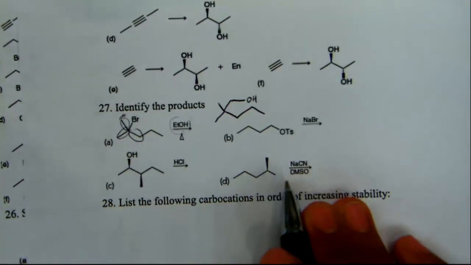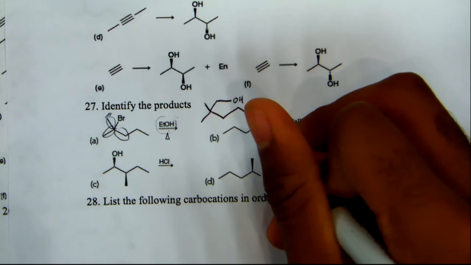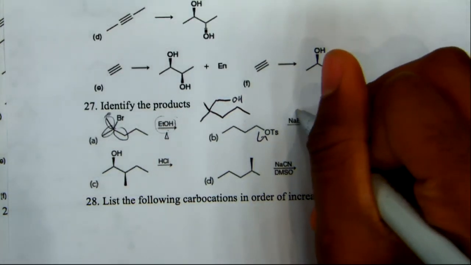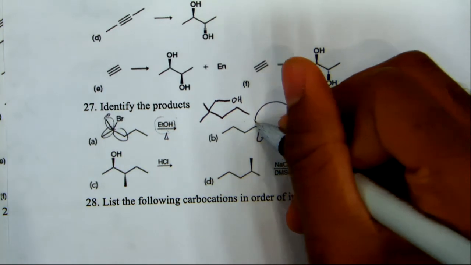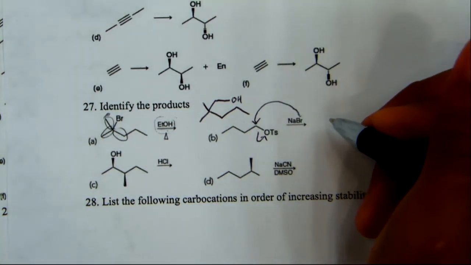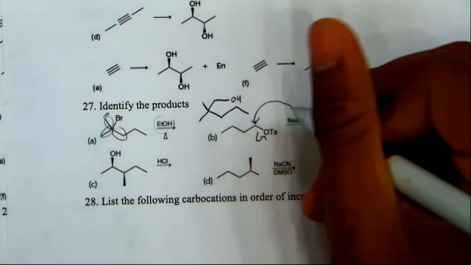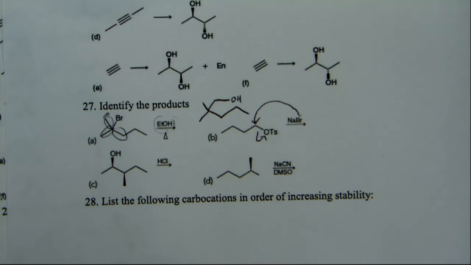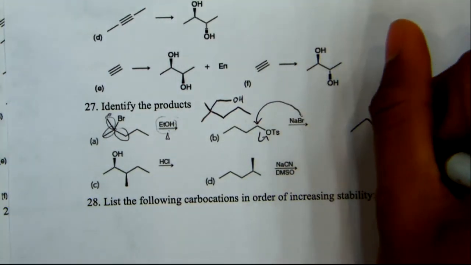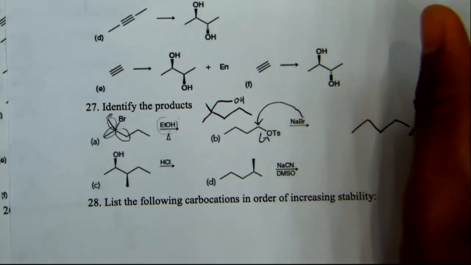For this next problem, OTs is just a really good leaving group, and Br is a strong nucleophile, so it's just going to attack here. It's in the primary position, so that means we can only have one thing. The primary position with a nucleophile, substitution, primary, means we need to do SN2. There's no stereochemistry here, so you could just write Br. That's really easy.